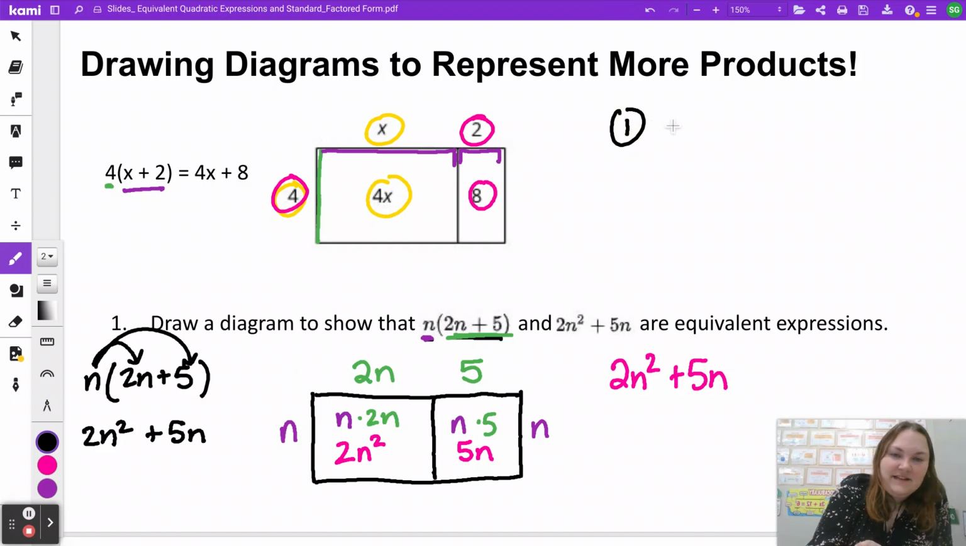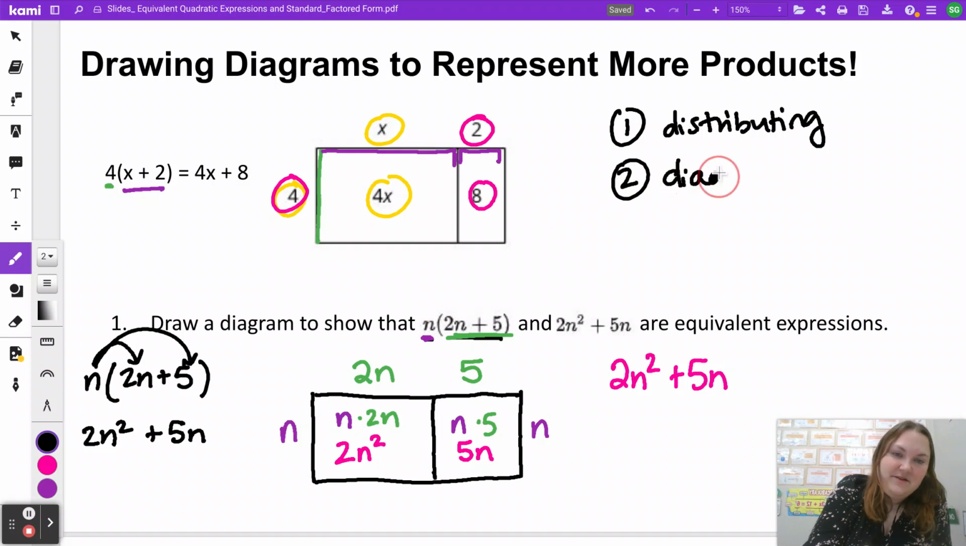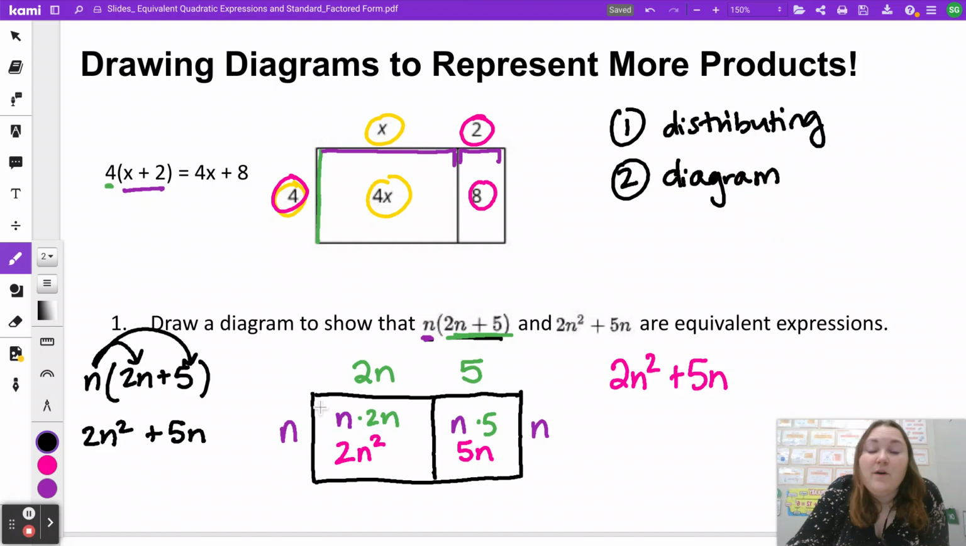Option number 1 is what you've already used up until this point, which is distributing. Distributing is that idea of taking what's in front of parentheses and multiplying it to what's inside. The second option, this new option, is using a diagram. Some students are more visual learners than others. Visual means you like having pictures to help show what's happening with the math. And so this is a more visual way to see that multiplication. So there are two strategies we are using in this lesson.